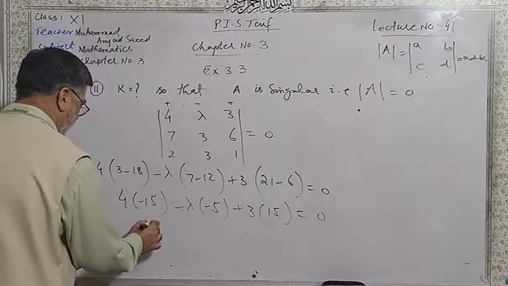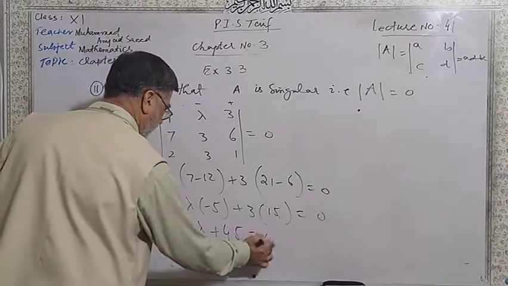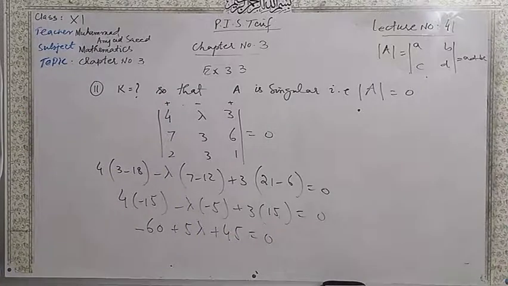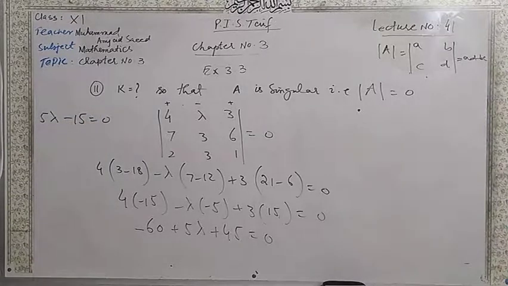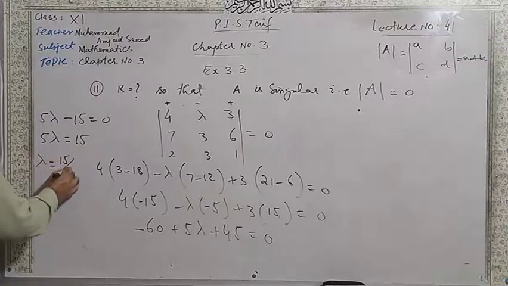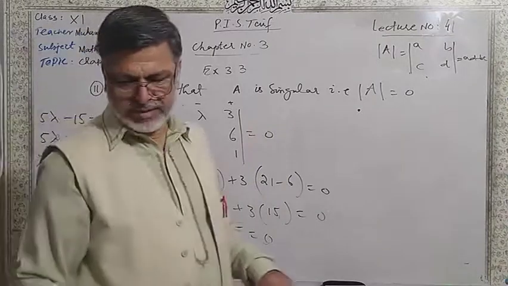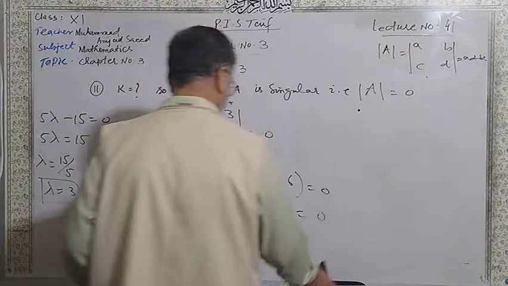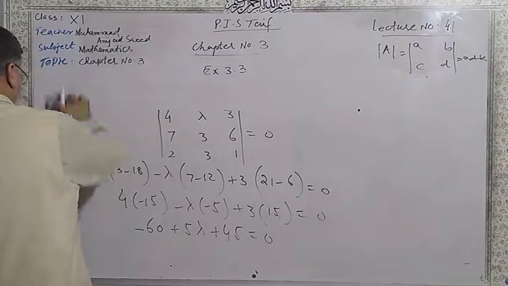This is minus 60 plus 5 lambda plus 45 is equal to 0. 5 lambda minus 15 is equal to 0. Minus 60 plus 45, and 5 lambda is equal to 15, and lambda is equal to 15 by 5, that is 3. So that is your answer. Lambda is equal to 3. So dear students, we had this question number 11.